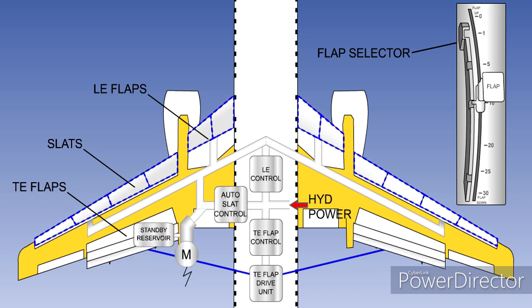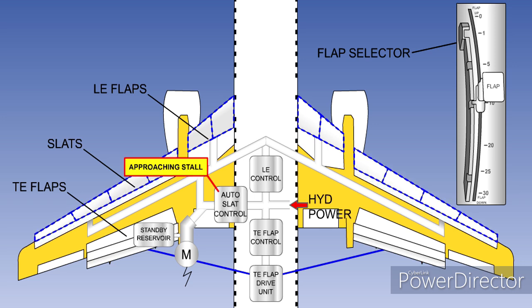Some aircraft types have an auto-slat system, which will automatically extend the slats from the intermediate position to the fully extended position if the aircraft approaches the stall angle of attack and the slats are not already fully extended.